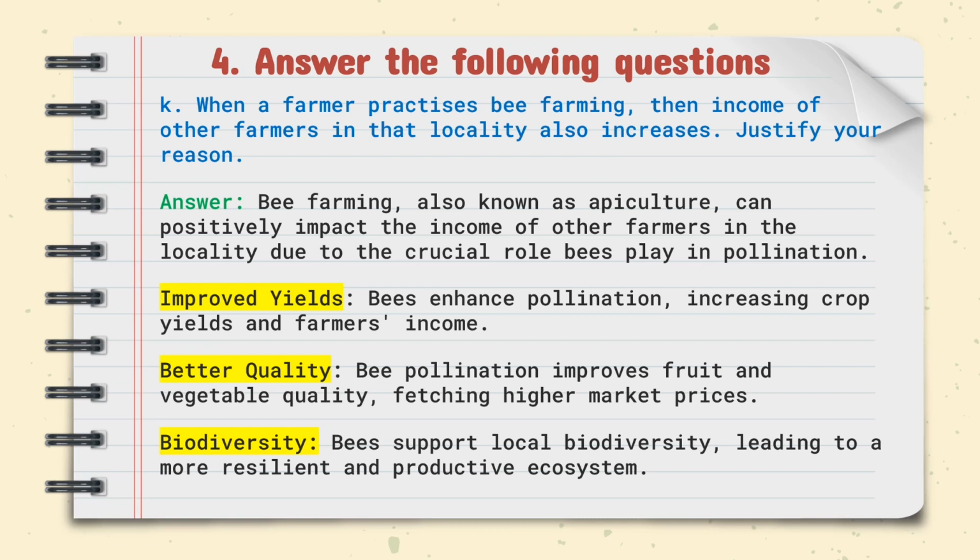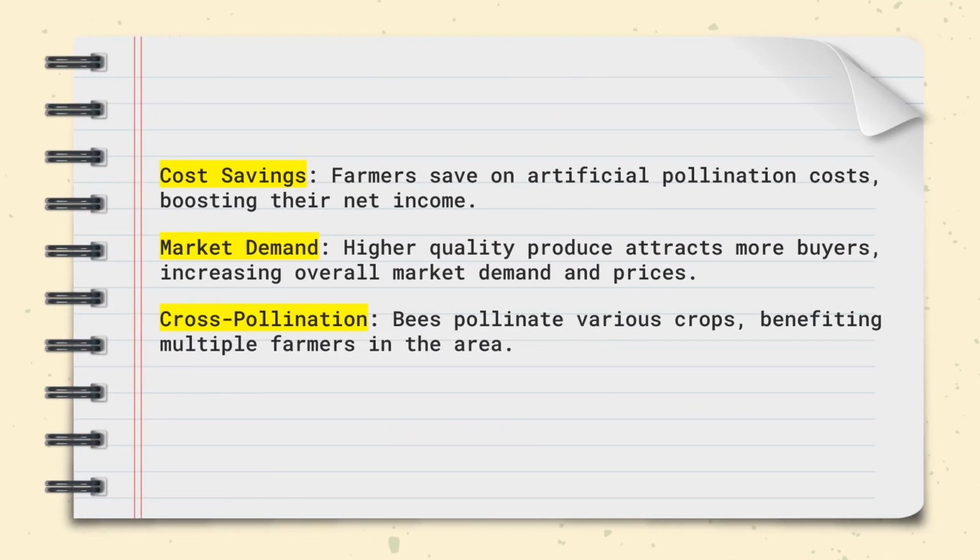Improved yields. Bees enhance pollination, increasing crop yields and farmers' income. Better quality. Bee pollination improves fruit and vegetable quality, fetching higher market prices. Biodiversity. Bees support local biodiversity, leading to a more resilient and productive ecosystem. Cost savings. Farmers save on artificial pollination costs, boosting their net income. Market demand. Higher quality produce attracts more buyers, increasing overall market demand and prices. Cross-pollination. Bees pollinate various crops, benefiting multiple farmers in the area.